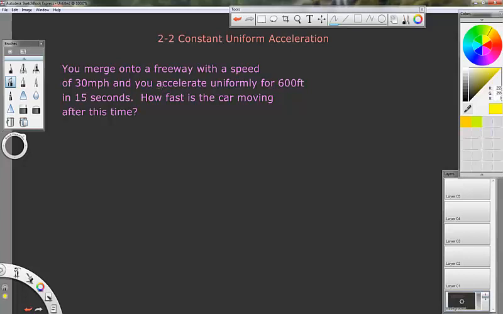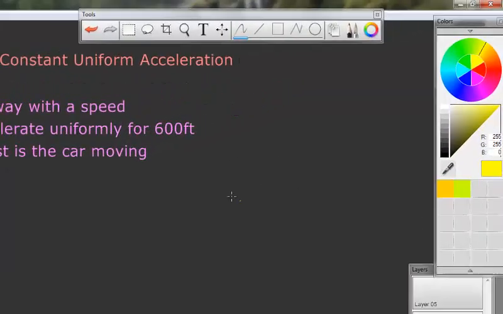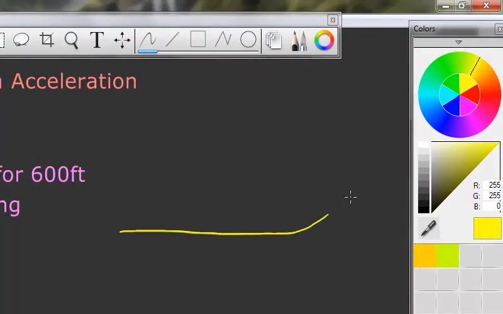All right, so here's a constant uniform acceleration problem. It says you merge onto a freeway with a speed of 30 miles an hour. So you're going onto a freeway, and you want to speed up quickly here, and you're going 30 miles per hour, and then you're zipping off this way, and you accelerate uniformly for 600 feet and only 15 seconds. How fast is the car moving after this time?